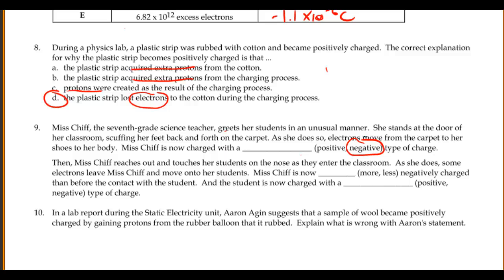Now, as some of them move, she will become less negatively charged, and the student will become more negative, picking up some of that negative charge that she had, and will become negatively charged to a certain extent. So we call that charging by conduction, when you touch something, and you always get the same sign of charge. If you are negative and you charge by conduction, you'll get negative. If you're positive and you charge by conduction, the other object will also become positive.